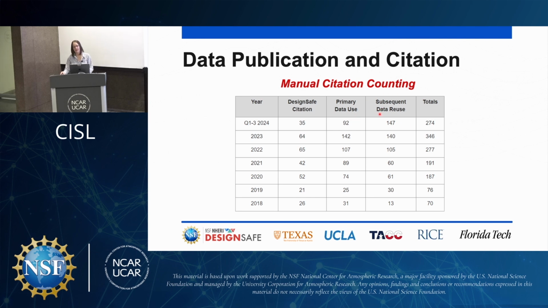But the reason we're publishing data is we hope someone reuses it, right? And so we also try and differentiate between data reuse. And so we can see that the data reuse is definitely going up, and all the citation numbers are going up. The problem is this manual citation counting is a bear.